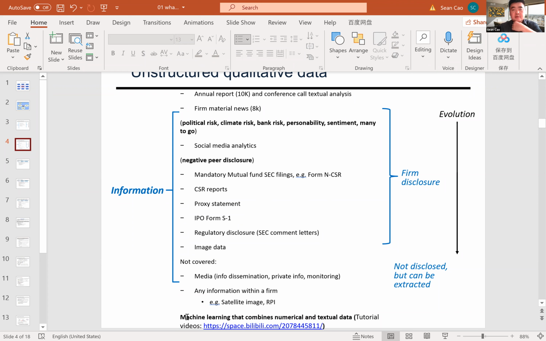So what's the next? The final conclusion is I want you guys to be able to combine numerical data and the textual data using machine learning. So this is the final step. By the end of the semester, I want you guys to know some machine learning stuff and know how to combine the numerical data and the textual data to analyze the data to predict, to help investors, help managers.